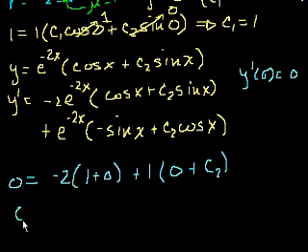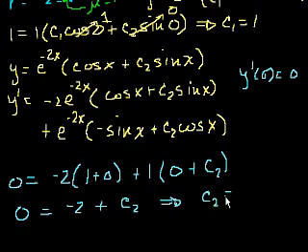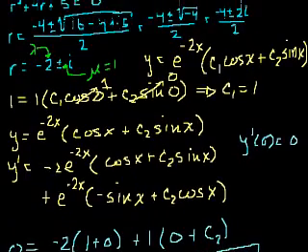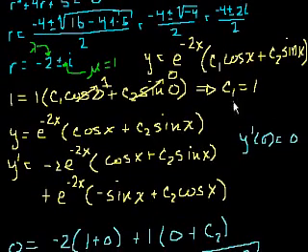So let's see. We get 0 is equal to, this is just 1, minus 2 plus c2. Or we get c2 is equal to 2. Add 2 to both sides. c2 is equal to 2. And then we have our particular solution. I know c2 is equal to 2, and c1 is equal to 1.